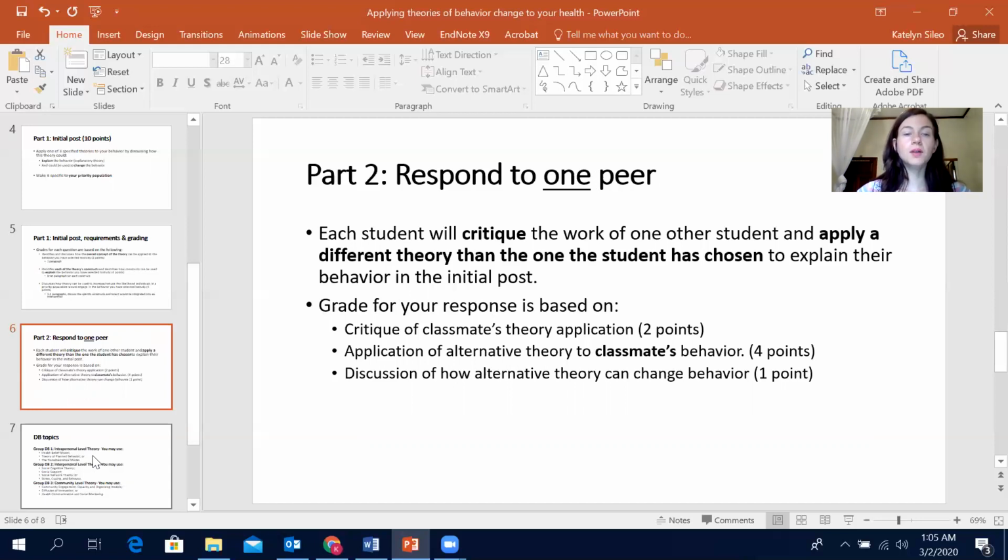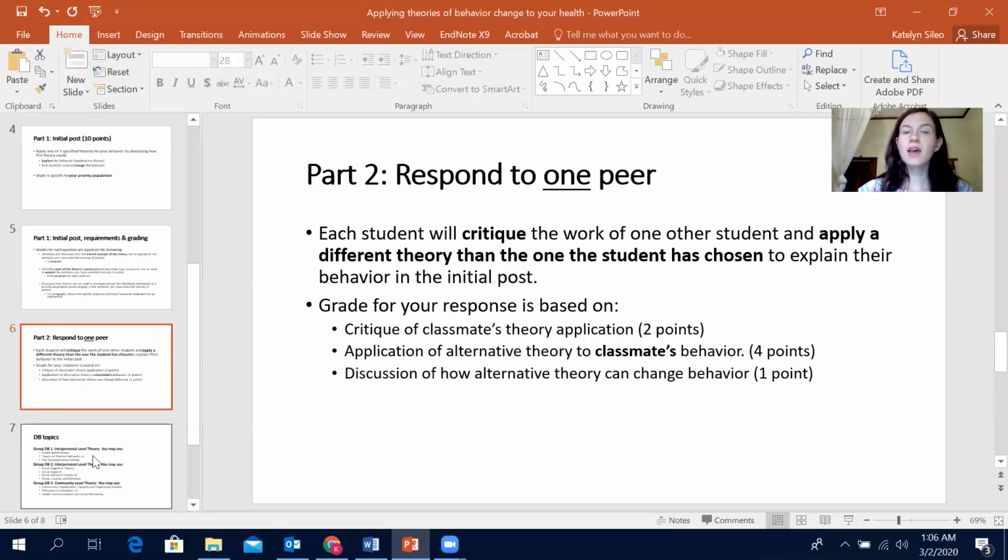So the first 2 points go to just an overall critique of your classmates' application of their theory to their behavior. Give them feedback on what they did well, what you didn't really understand, what needs further explanation, where maybe they went off the rails or didn't complete the assignment, or maybe they misunderstood some of the constructs as you understand them. So it should not be just, oh, great job. It should be a critique, which means you're giving substantive feedback on what they've done.